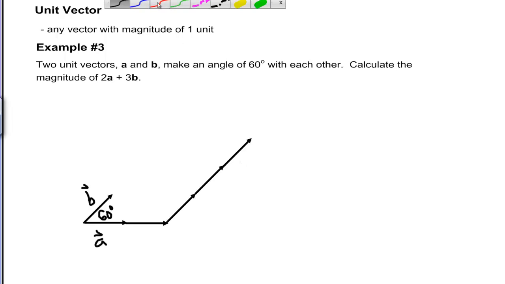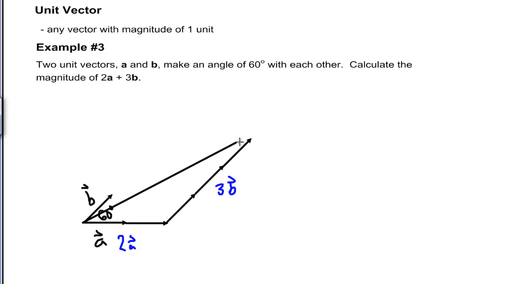Nothing exact here, of course, this is 2A. This works out to be 3 vector B. And our resultant will be there. So this is 2A plus 3B. Now remember, these are unit vectors. So this length here is actually 2. This length here is actually 3. Do I know this angle? Well, yes, I do. This angle is 60 degrees here, which makes this 120 degrees because they're 2 parallel vectors out here, and it's the C pattern.